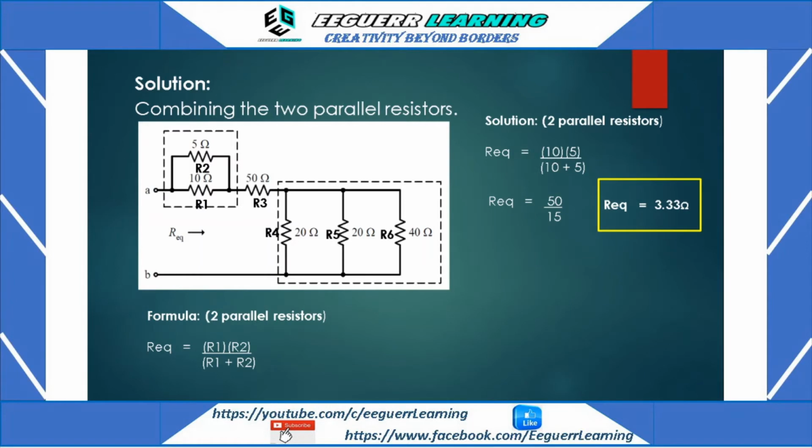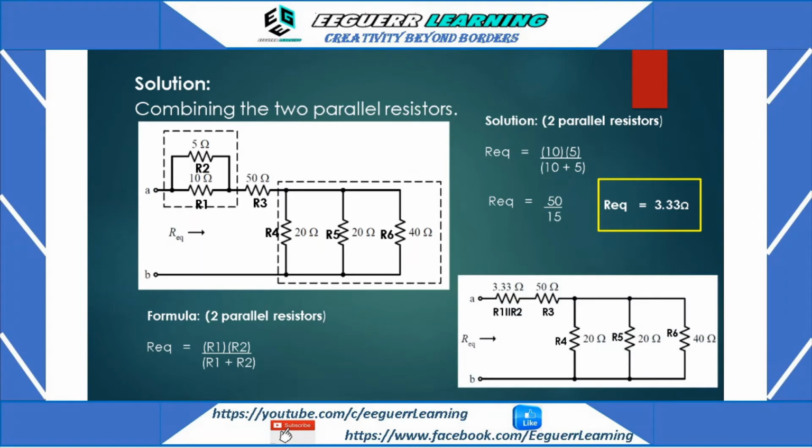Okay. So what will be our result if we divide 50 by 15? The answer will be our total resistance, the value for this combined resistors R1 and R2. The total resistance or R equivalent for R1 and R2 now is 3.33 ohms. Okay, so let us continue. And this will be our new circuit.